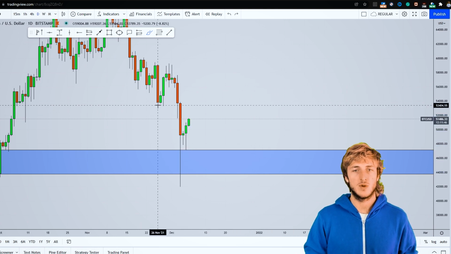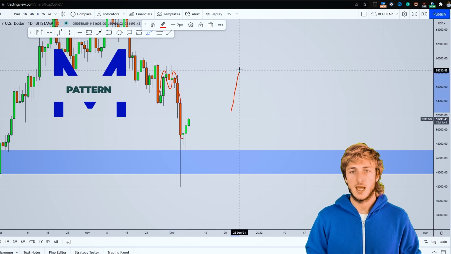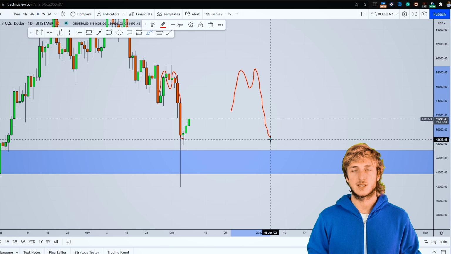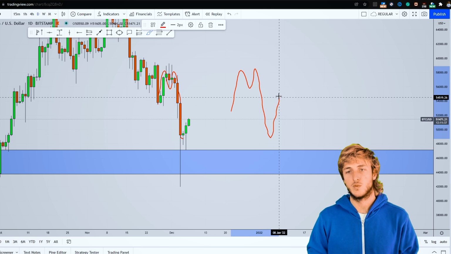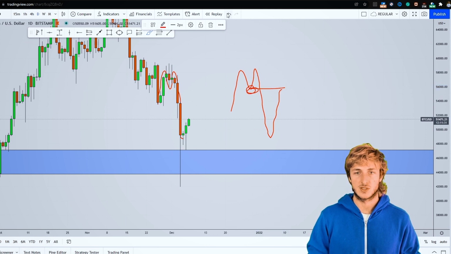Now at the moment, we have also seen the creation of this overextended M pattern, and in general, after the creation of an overextended M pattern, once again, you want to see the market provide a rejection to the upside, at least for the completion of the pattern at the previous support turn resistance.